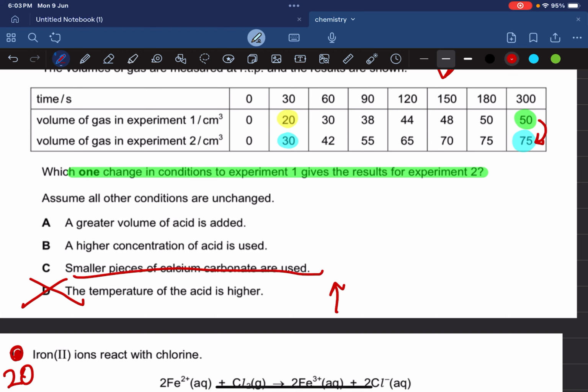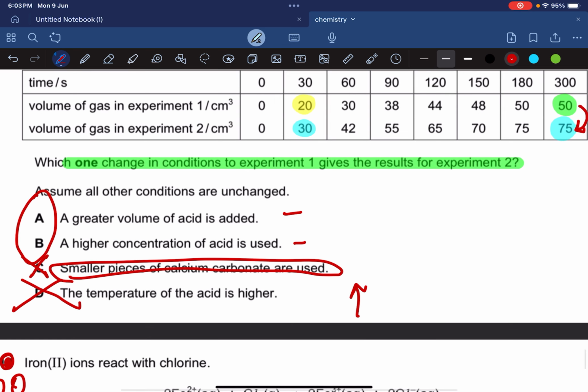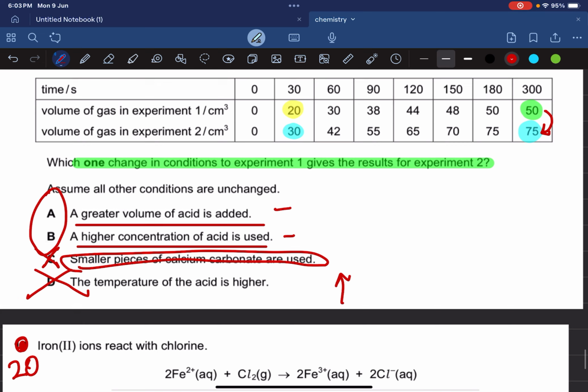Smaller pieces of calcium carbonate are used. Smaller pieces will increase the rate but not the product. Now option A and B. Can any genius tell which one is going to be correct? I love this MCQ so much. Let's see it. Okay, a greater volume of acid is used and a higher concentration of acid is used. I told you something has to do with the acid because acid is the limiting reactant.